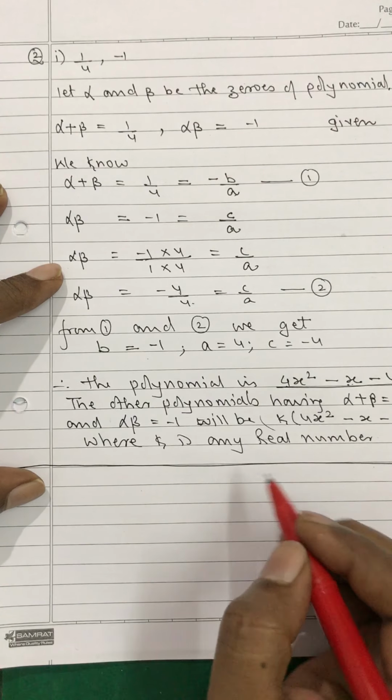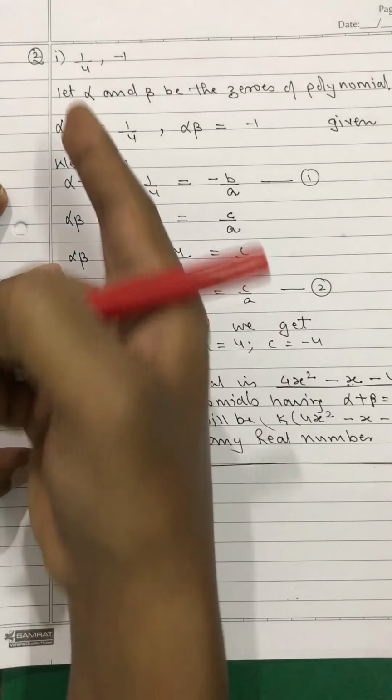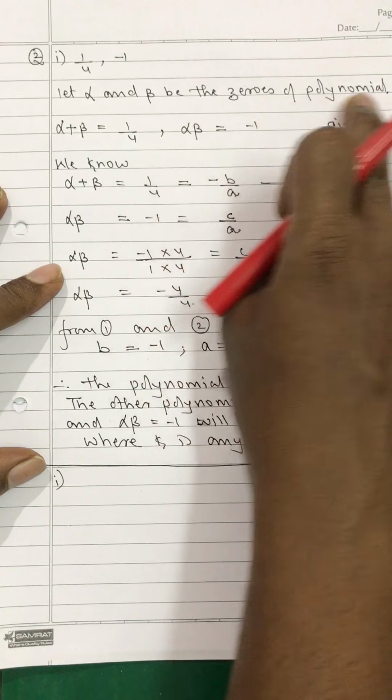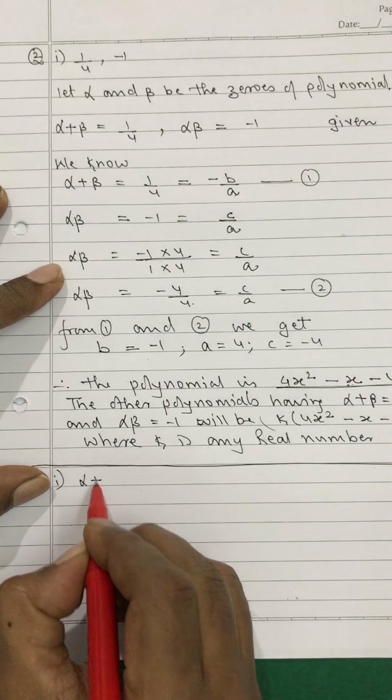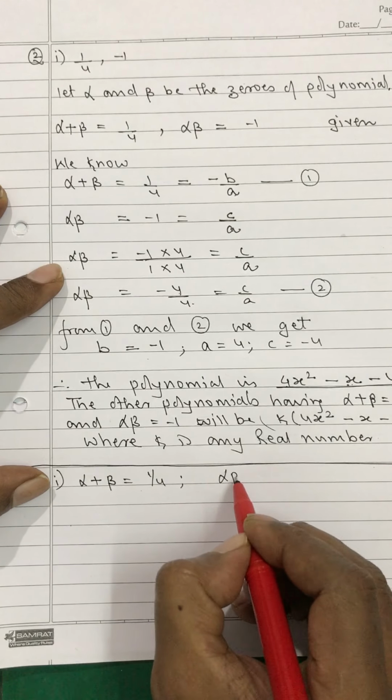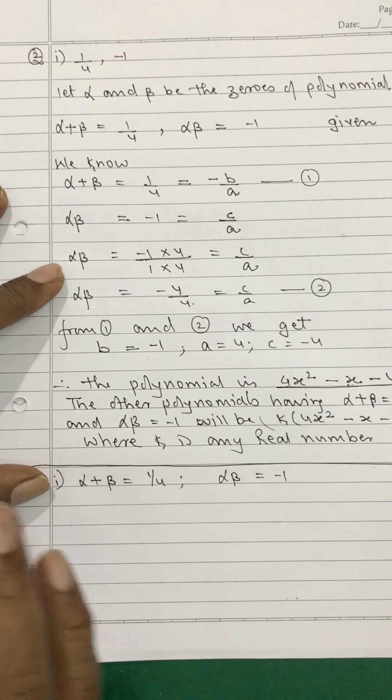The other method you can do, see, the same will be there. Let alpha and beta be the zeros of the polynomial. Alpha plus beta is equal to 1 upon 4. Alpha into beta is equal to minus 1. Now you can directly write.